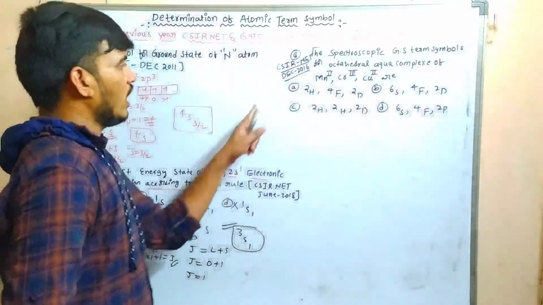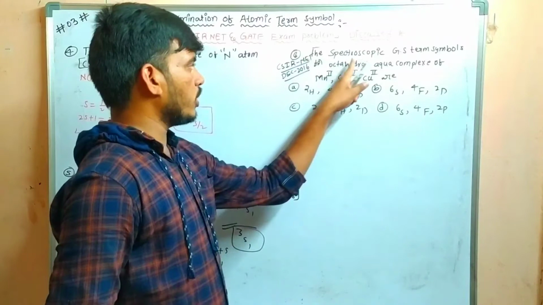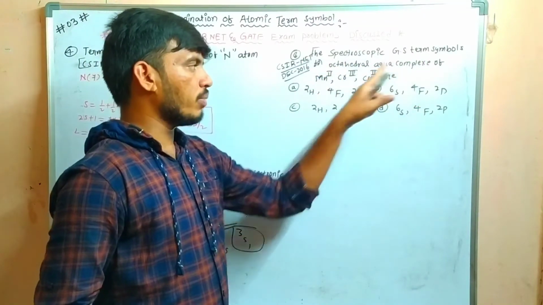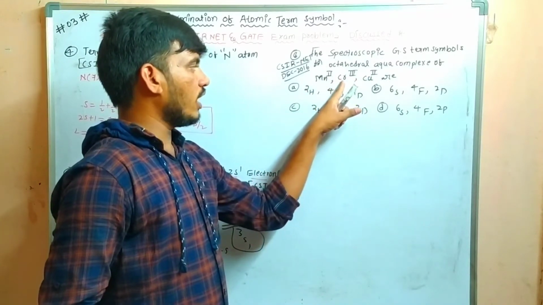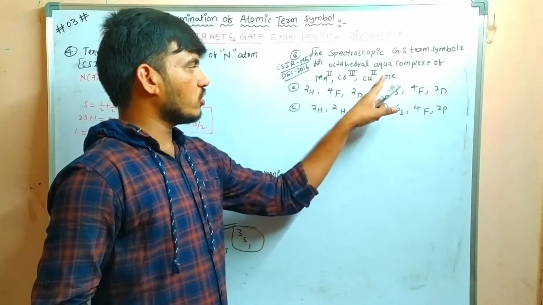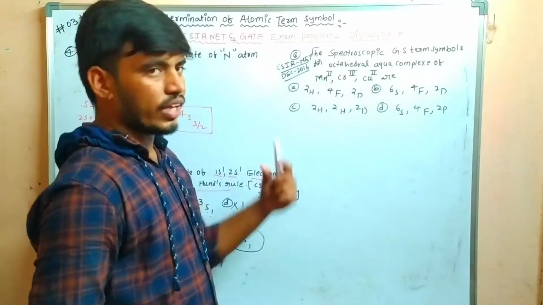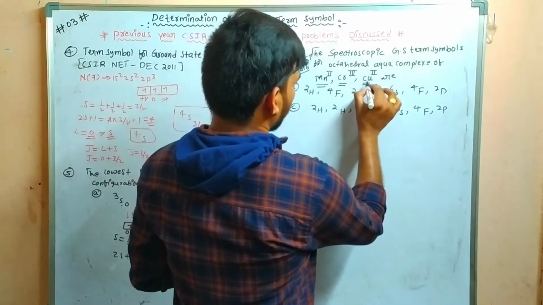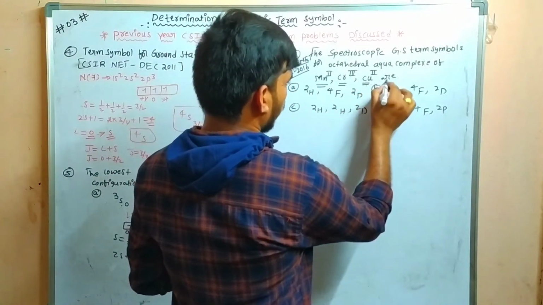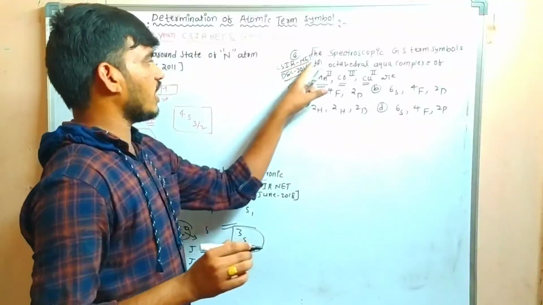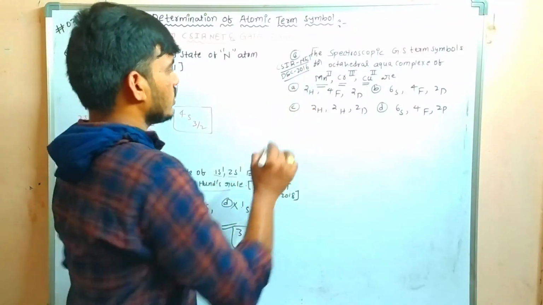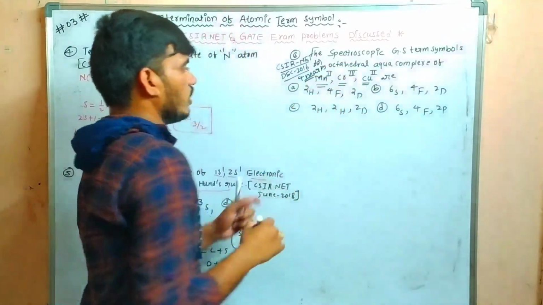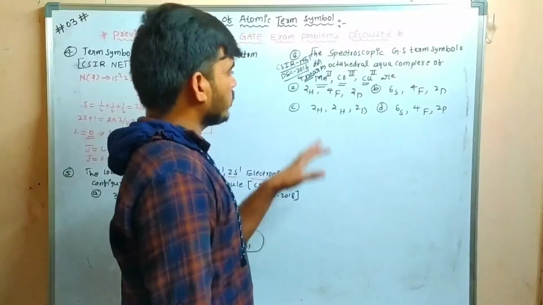So now coming to one more question. The question is: the spectroscopic ground state term symbols for octahedral aqua complexes of Mn2+, chromium 3+ and copper 2+ complexes are. You have to calculate the ground state term symbols for the Mn2+ complex, the chromium 3+ complex and the copper 2+ complex. This question was given in CSIR NET December 2016. It is a 4 marks question, a very important question. Four options are given.